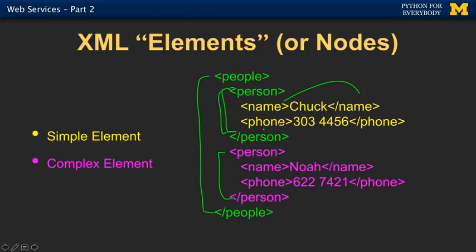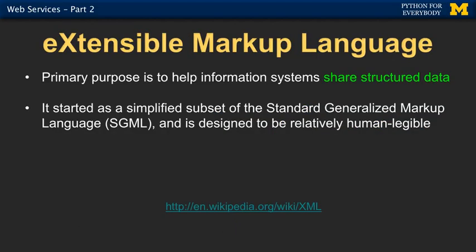Another kind of element, like this person, has child nodes associated with it. So the simple elements are these, and the complex elements are person and people. They're nested together. The indenting is just something I'm showing you to make it look pretty. XML doesn't really care what extra spaces you put in, but it certainly helps us as human beings understand what's going on. The primary purpose of XML is to share structured data. It was a simplified subset of SGML, which was the precursor to both XML and HTML. SGML was a little hard, so you could think of XML as a simplified, easy version of SGML.